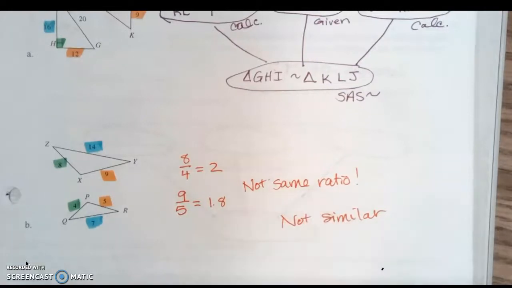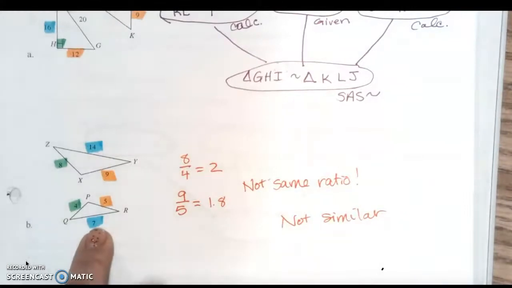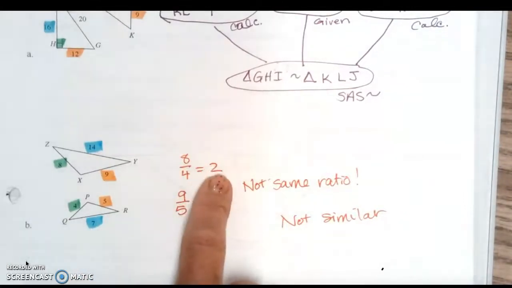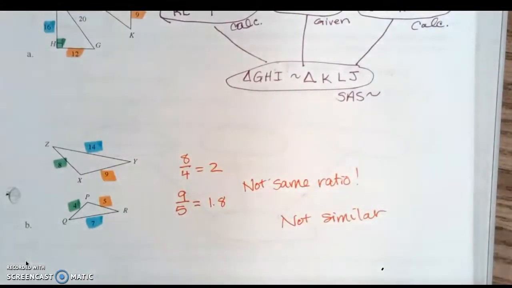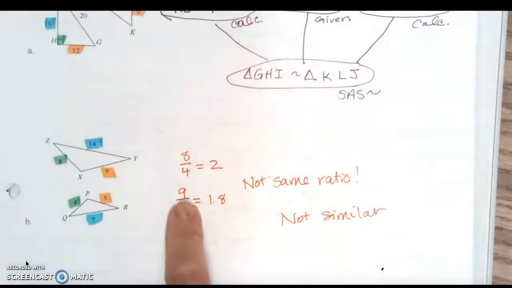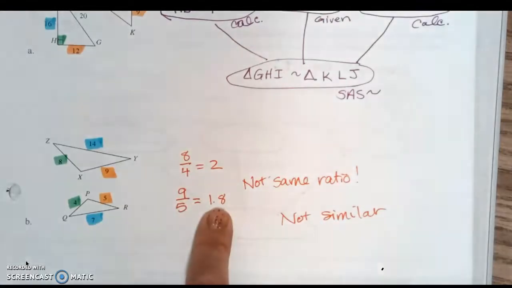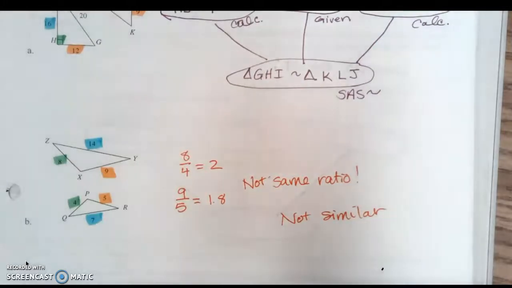All right, we could have tried the 14 to the 7. We would have gotten 2. That would have been helpful, but the medium length sides of the 9 and the 5 were 1.8. So they are not similar. Okay? Any questions on part B?